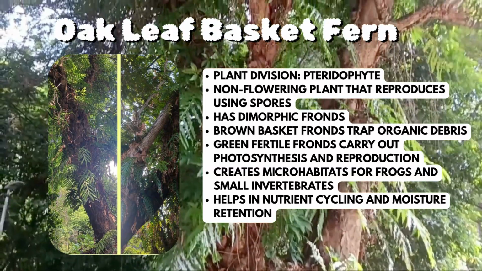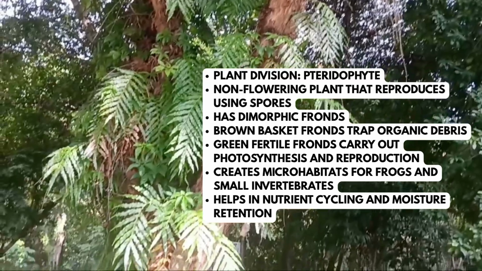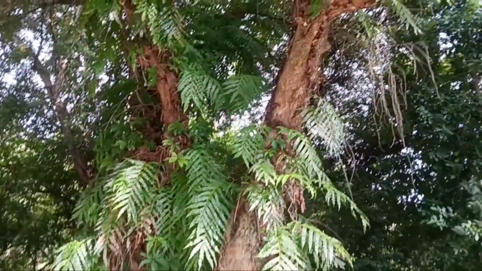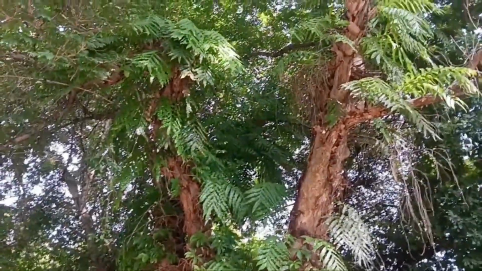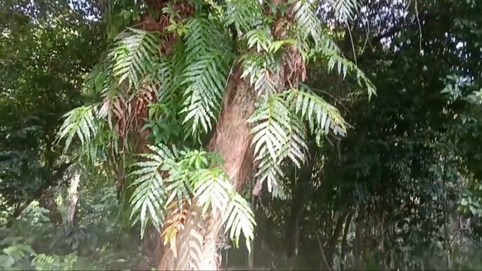This is the oat-leaf basket fern found at the USM Eco Hub. It belongs to the pteridophyte division because it reproduces through spores. The fern has brown basket fronds and green fertile fronds. It traps organic matter, supports nutrient cycling, and provides shelter for frogs and small organisms.